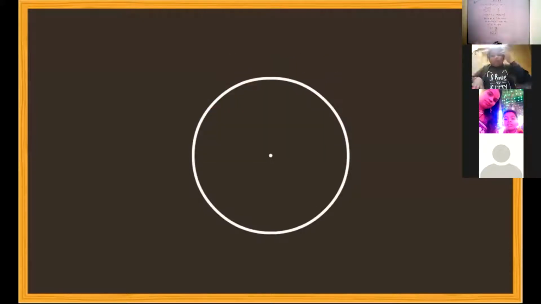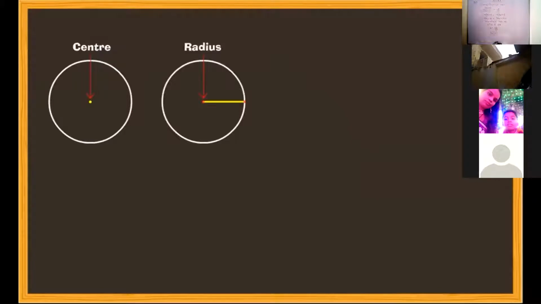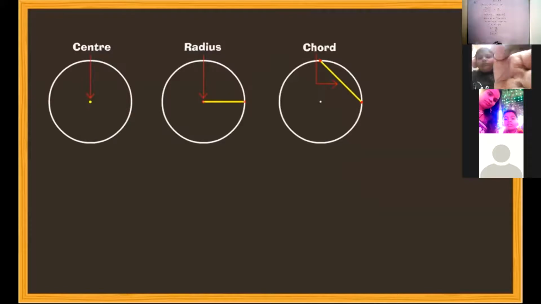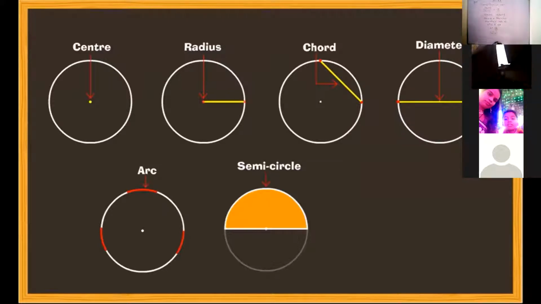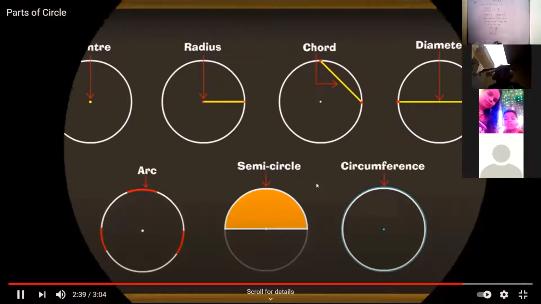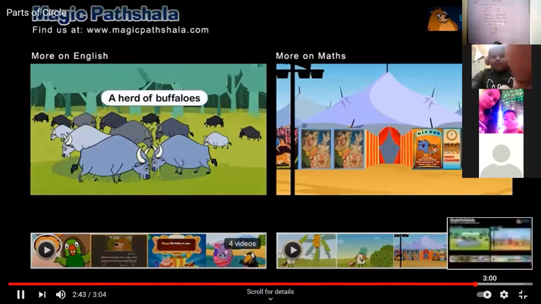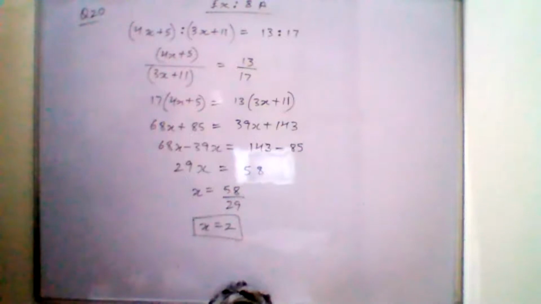Another word to remember is radius. The distance between the center of a circle and any point on it is called its radius. A line segment that joins two points on a circle is called a chord. As you can see, a chord can have many different lengths. Can you guess which is the longest chord? It is the one which passes through the center. A chord which passes through the center of the circle is called a diameter. Or we can say that the diameter is two radii put together. Let's move from the center to the boundary of the circle. Any part of a circle is called an arc. An arc that goes halfway around the circle is called a semicircle. The length of the boundary of a circle is called the circumference.